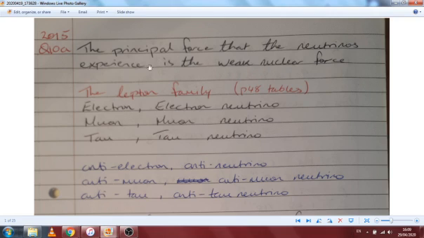The principal force that neutrinos experience is the weak nuclear force. They experience the other three forces, but the weak nuclear force is the one that impacts them the most. The second section in this asks us, electrons are also members of the lepton family.